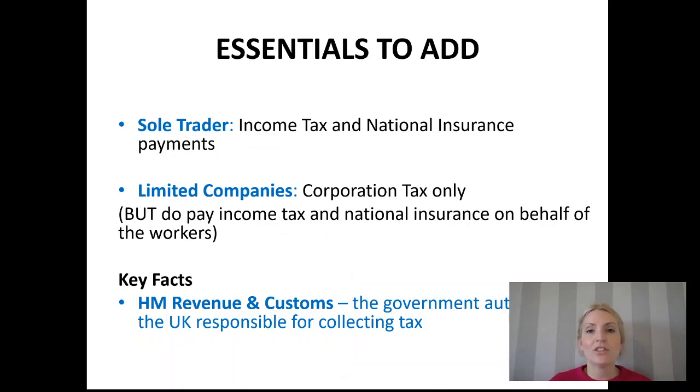Couple of essentials to add then, so matching them up to the right type of ownership. A sole trader will pay income tax and national insurance payments. They do not pay corporation tax. Limited companies will pay corporation tax, PLCs and LTDs. They will also contribute to income tax and national insurance, but that's all on behalf of the workers. They're not paying that on their profits. Their workers are paying that on what they earn.